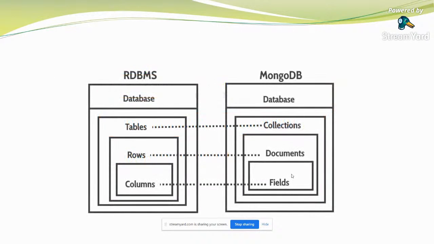Now let's understand the difference between RDBMS and MongoDB. RDBMS is nothing but Relational Database Management System. So a MongoDB database consists of n number of collections. Collections are nothing but tables. In MongoDB, we call tables collections. Then collections may have documents. Documents are nothing but rows. In MongoDB, we call rows documents and columns fields.